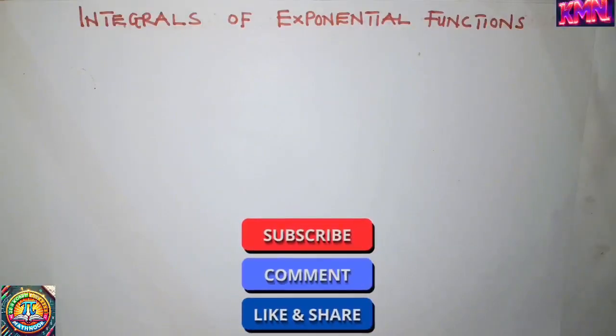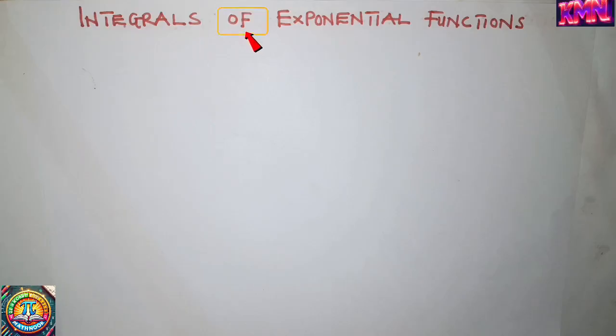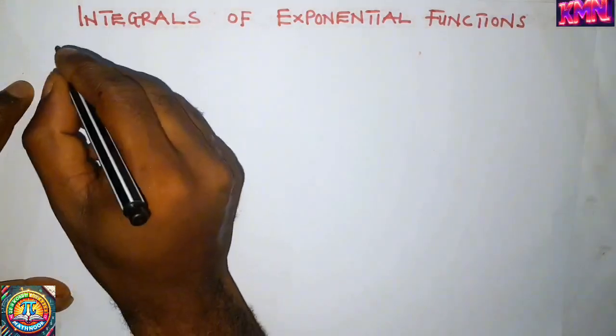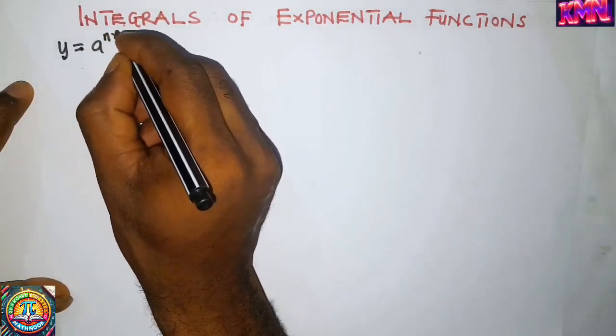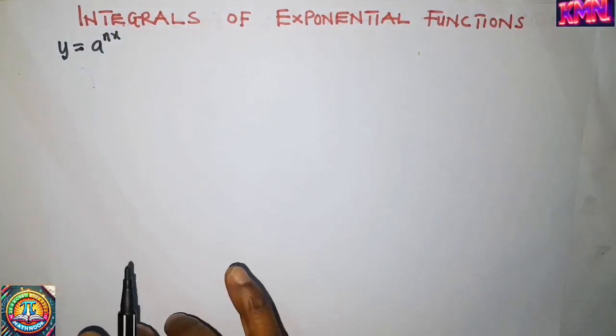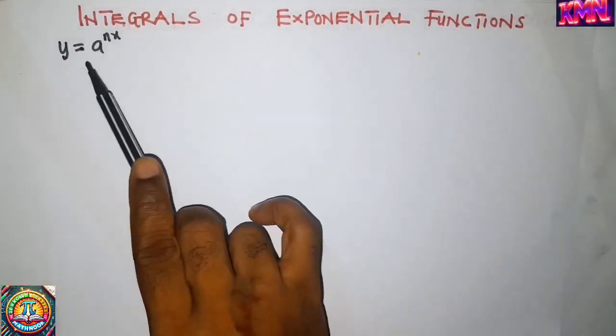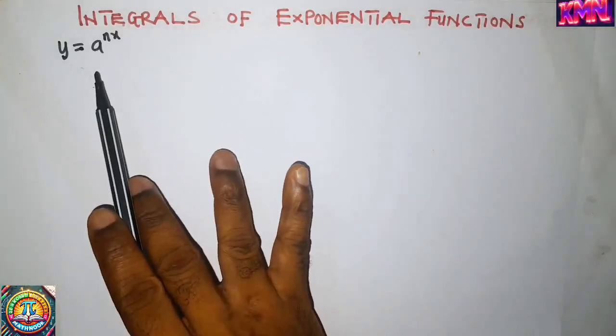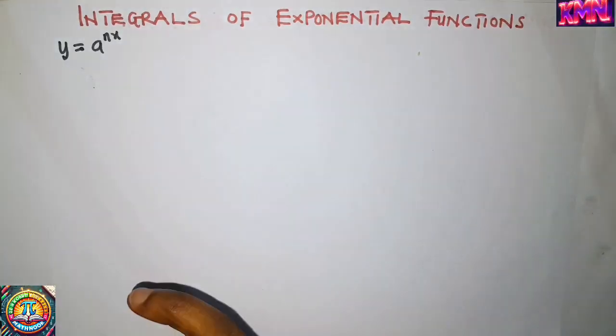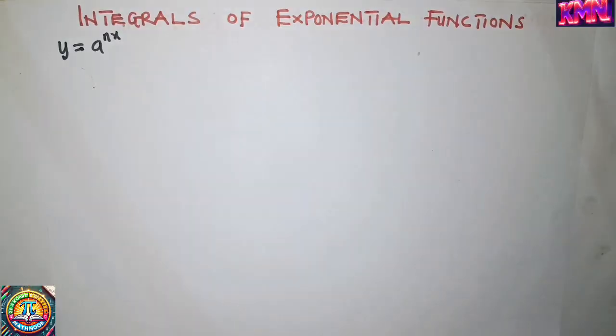In this lesson, we are going to look at integrals of exponential functions. To start with, let's consider the function y equals a^(nx). Every exponential function is of the form y equals a^(nx), where a can be any constant, and then the nx can be a function of x. So the question is, how do we integrate this particular function?